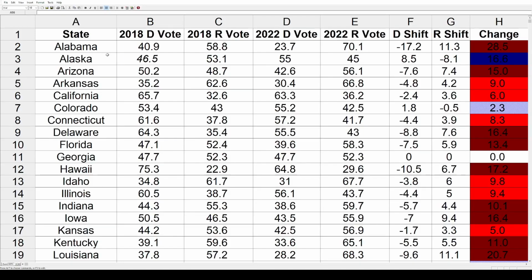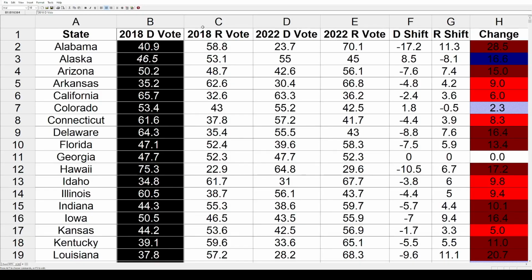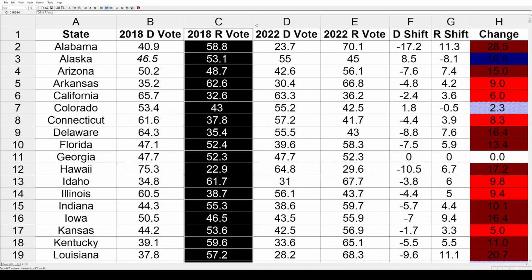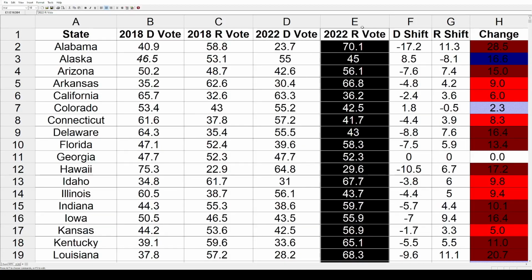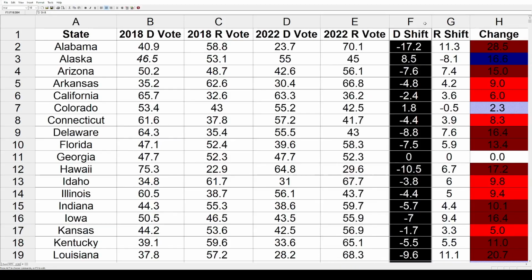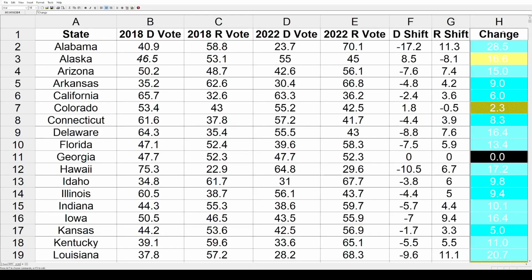They're both midterms. 2018 was a blue wave. 2022 was kind of an even year, but there's going to be a lot of red shifts since 4 years earlier. So I've made my spreadsheet here. In the first column, we have the states, followed by the 2018 Democratic vote, followed by the 2018 Republican vote. Next to that is the 2022 Democratic vote, and then the 2022 Republican vote. Next, we have the Democratic shifts between those 2 years, followed by the Republican shifts. And finally, the last column is going to be the net change between the two states between these two elections.